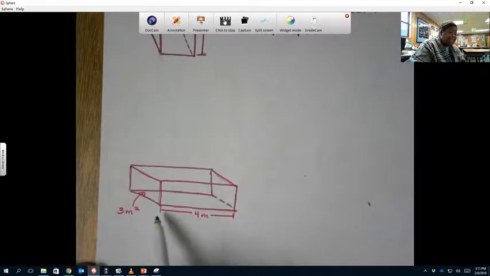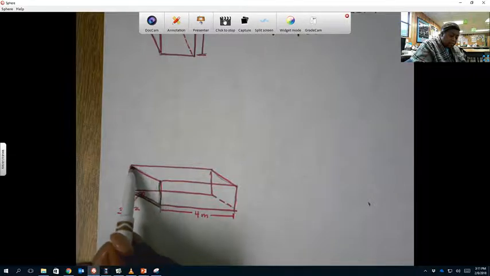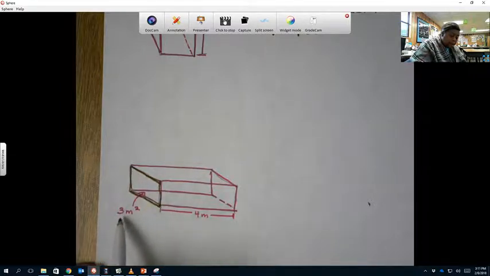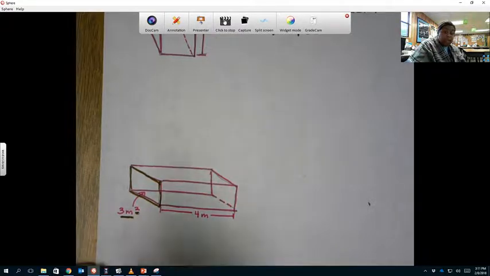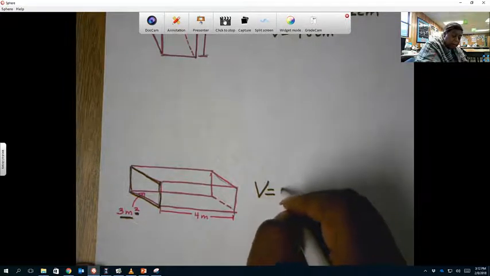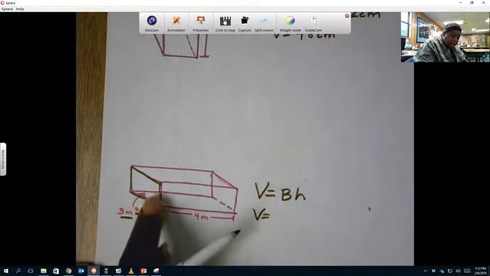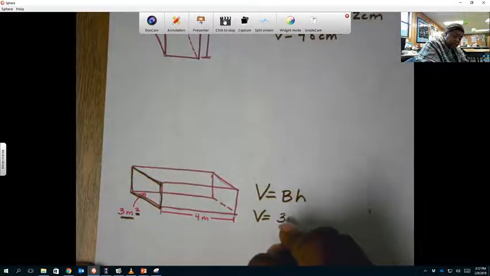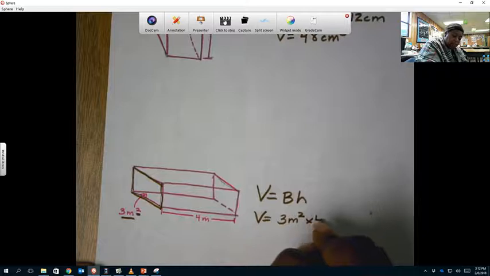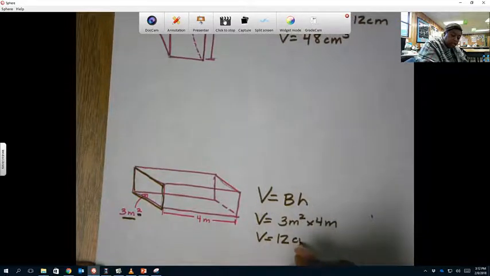Again, it's showing me that this space here has already been calculated as 3 millimeters squared. So I know whenever I see that squared or that 2, I'm being given the area. So I can use the volume formula, base times height. The area is 3 meters squared times 4 meters, and the volume is 12 cubic meters.